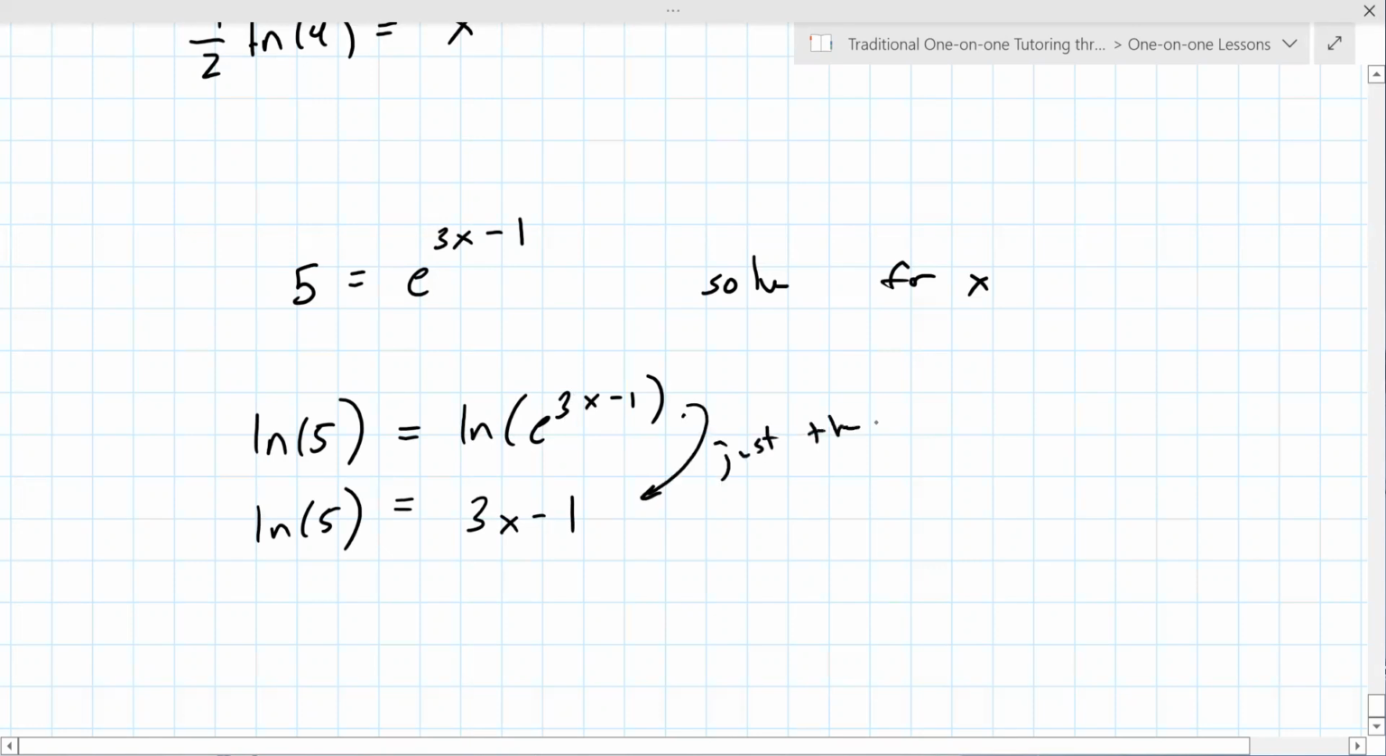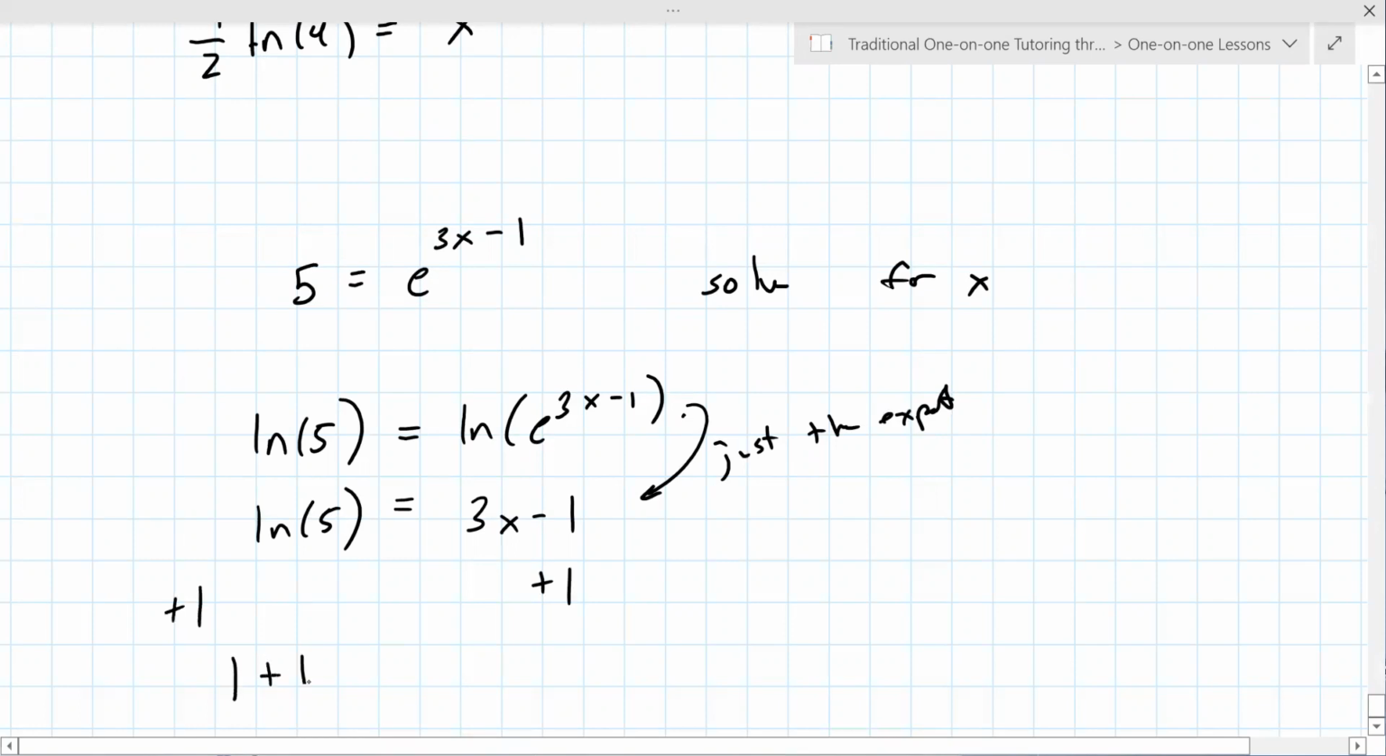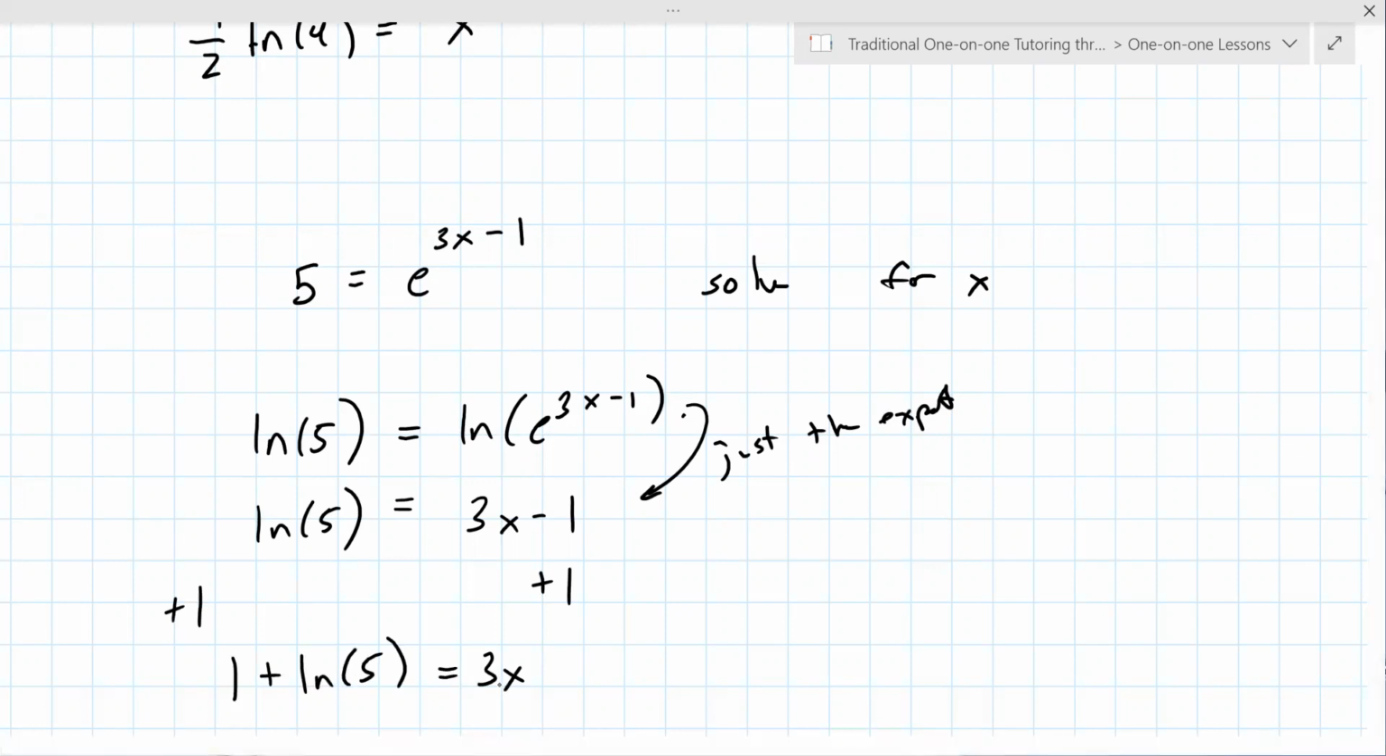So to answer your question, you're going to add 1 to both sides, but you're not adding it to the natural log. It's 1 plus the natural log of 5. You can't combine it. It's not natural log of 6. It's awkward. They're two separate things.